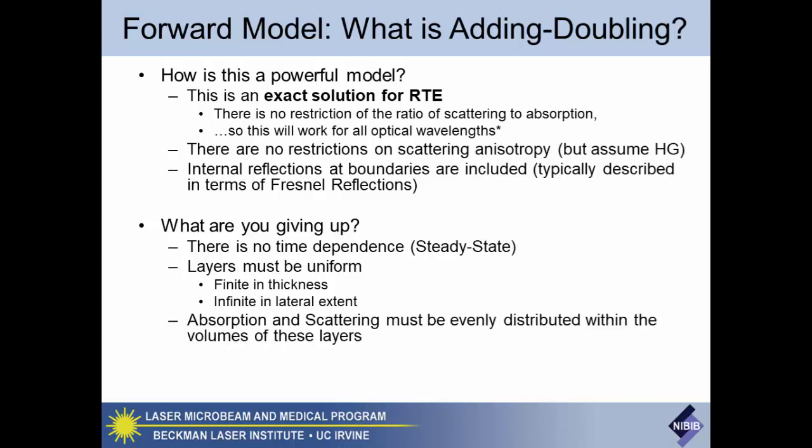And this absorption and scattering must be evenly distributed within the volumes of these layers. So again, you still are required to have something that's completely homogeneous when you're making your measurement. And the illumination must be uniform. It can be collimated or diffuse, but it has to be uniform because again, we're simplifying down to one dimension. So when we are illuminating the sample, it has to have an even distribution so that at any particular lateral location, it's the same as its adjacent point.